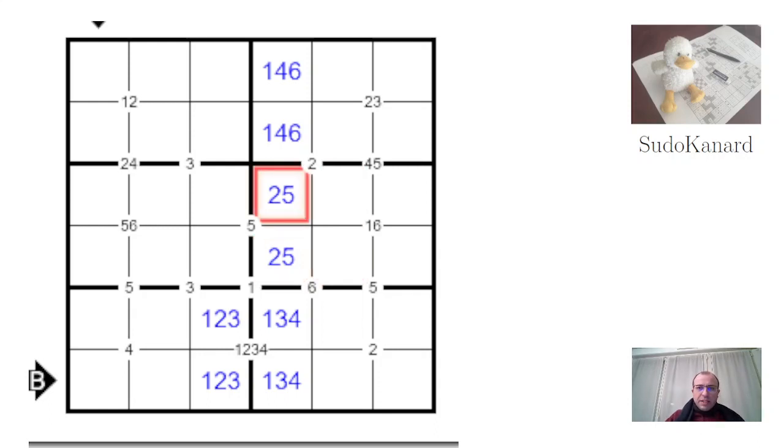So that's something. So there's a 5 here, so there's no 5 here. We can place a 5 somewhere in here. We know there's a 6 somewhere here. I'm not sure that's very useful. There's a 4 somewhere here.